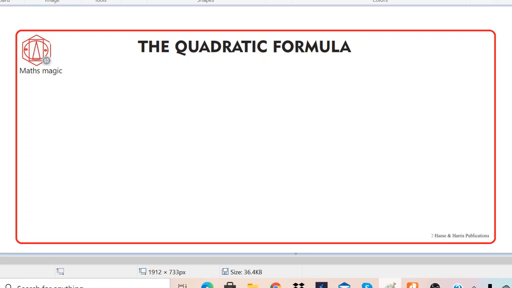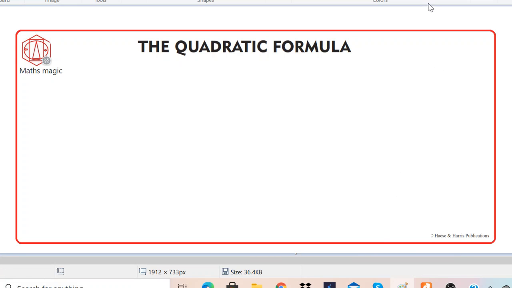Today we are going to learn the quadratic formula. This formula is used to solve quadratic equations. You have learned a method to solve the quadratic equation using the factorization techniques. Now we'll see the formula. So let's see what the formula is.